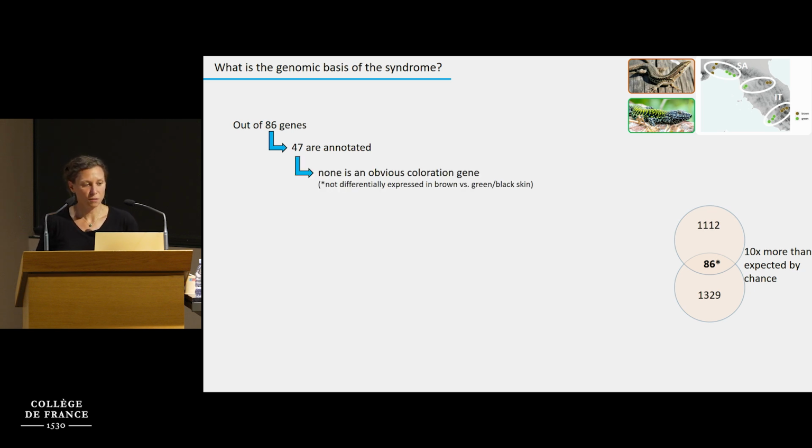None of these 47 annotated genes is an obvious coloration gene. We've also collected a big transcriptomic data set where we looked at transcriptomic differences between different colored skin patches, and none of the genes is popping up in these analyses. So we don't think that we have found any coloration gene per se. But a bit more than half of these genes, so 28 genes, have a link to neural crest cell biology.